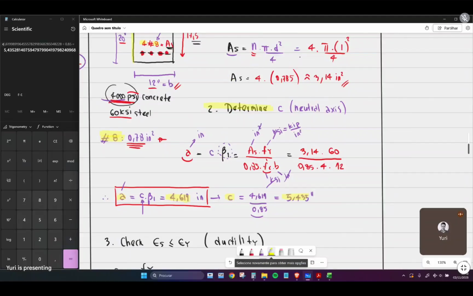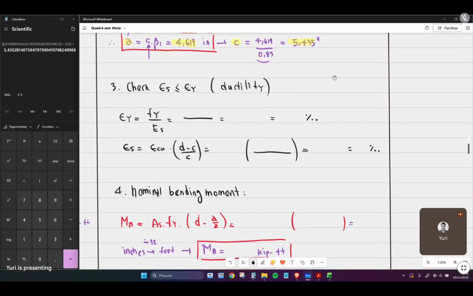Okay. Now that we have the little c, we have also a, and we have the area of reinforcement. We can calculate the bending moment. However, it's important to remember that we need to assess if we have the condition of ductility, okay? We need to assess if the strain in our reinforcements is going to be bigger than the yielding strain of the reinforcements. So we calculate the yielding strain. Usually we memorize this, but let's do it one time here.